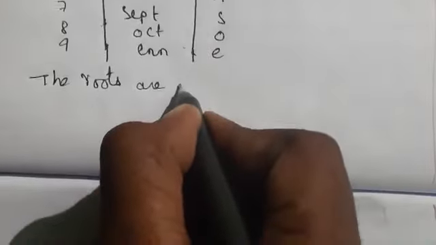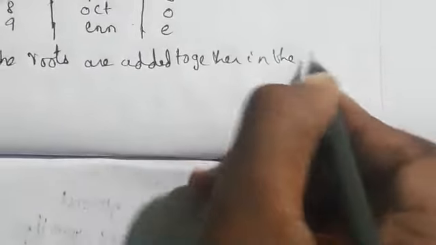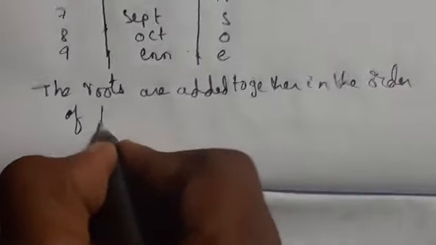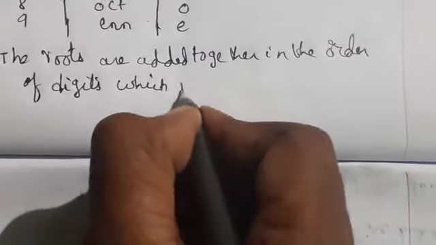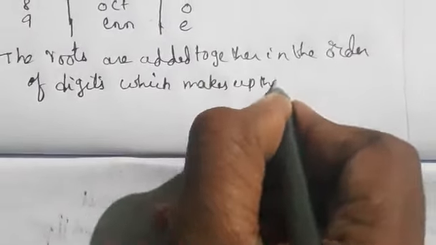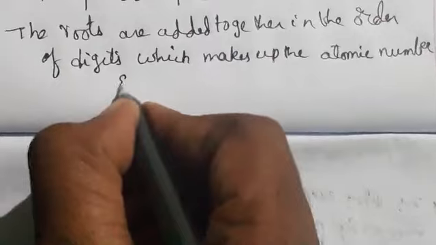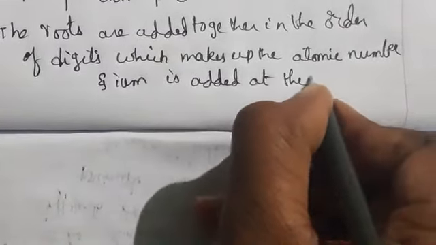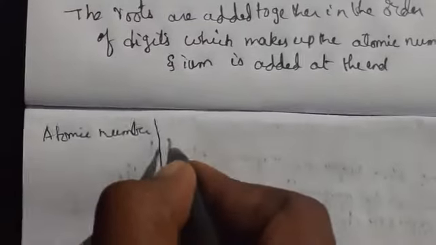Whenever the roots are added together in the order of digits which make up the atomic number, -ium is added at the end.